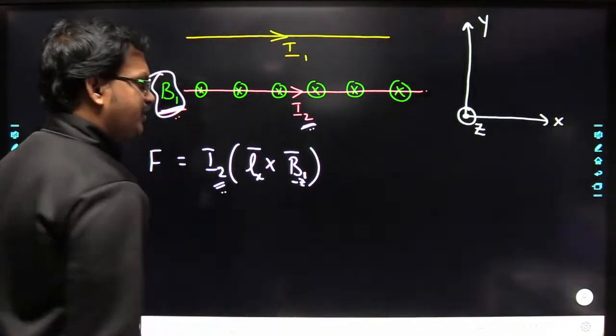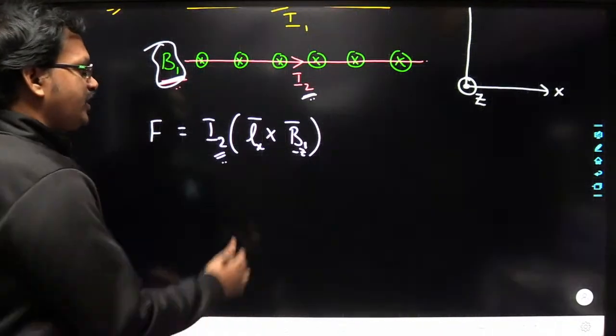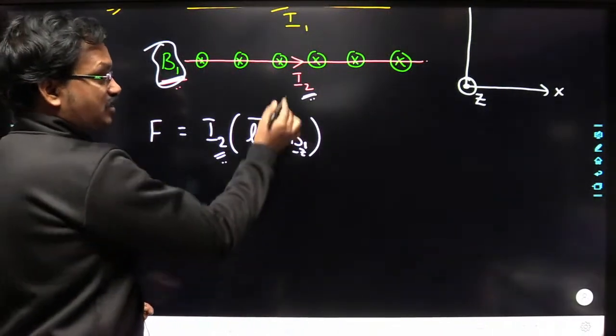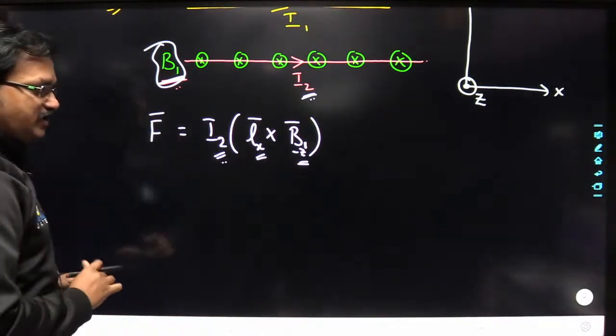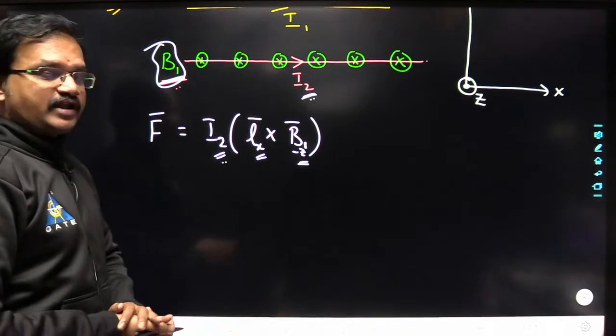So it is pointing in negative Z direction. Now here displacement is in X direction and the B field is in negative Z direction. So what is the direction of the force? Tell me, what is the direction of the force?